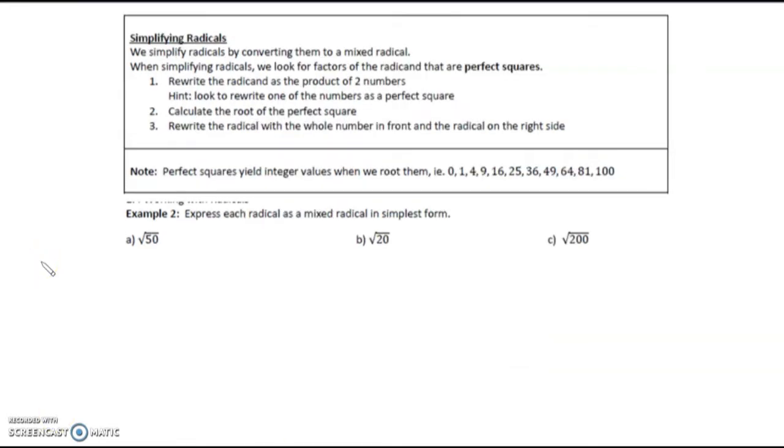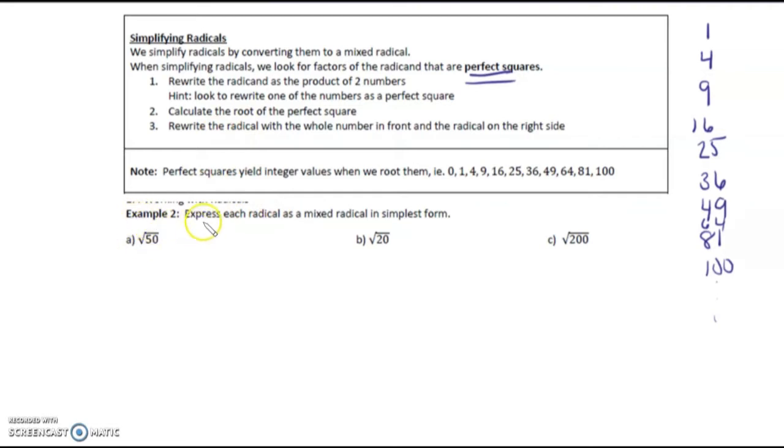Okay, so moving forward, simplifying radicals. We simplify radicals by converting them into a mixed radical. When simplifying radicals, we look for factors of the radicand that are perfect squares. So when we talk about perfect squares, we talk about 1 squared, 2 squared, 3 squared, 4 squared, 5 squared, 6 squared, 7 squared, 8 squared, 9 squared, 10 squared, and so on. We look to break down the radicand into two terms, something times something. We calculate the root of the perfect square and then we write it as a mixed radical.